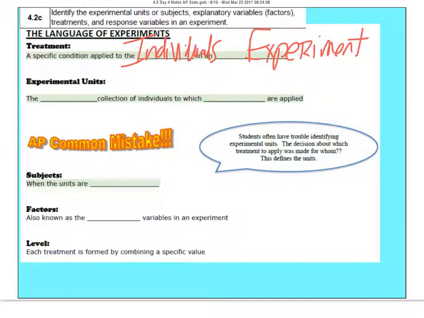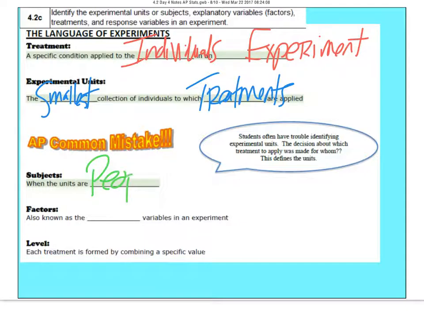What are the experimental units? They are the smallest collection of individuals to which treatments are applied. So if the treatment was to give an aspirin, the experimental units would be the individuals taking the aspirins. Now, sometimes the experimental units are actually people, and in that case, they may be referred to as subjects. So when the units are people, they're called subjects.